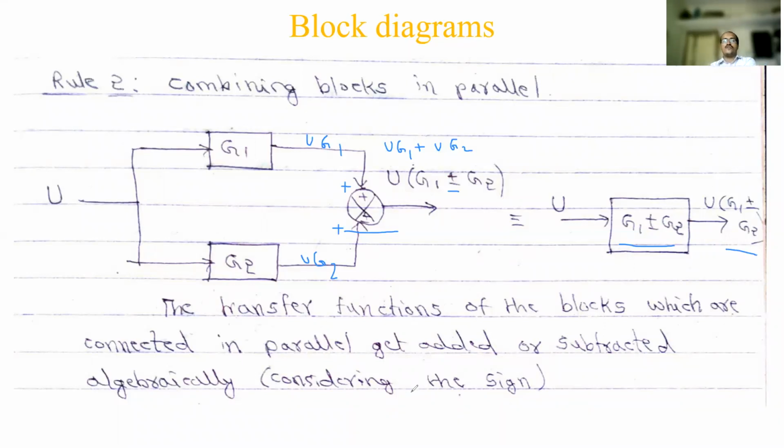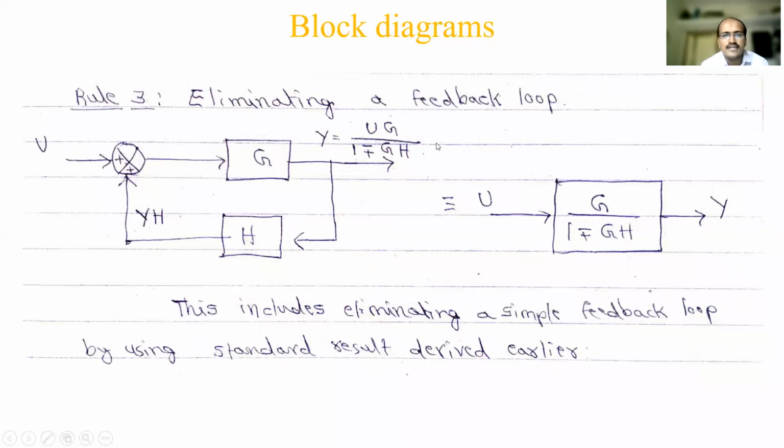This first rule and second rule are the very first rules we will apply for any block diagram. When a block diagram reduction is given, the first thing is we check rule 1, is there any blocks in series? Second, we check any blocks in parallel. If these two are not there, then we'll go for the third rule. The third rule is about the same thing from which we derived the transfer function previously, eliminating a feedback loop. Previously we have derived this.